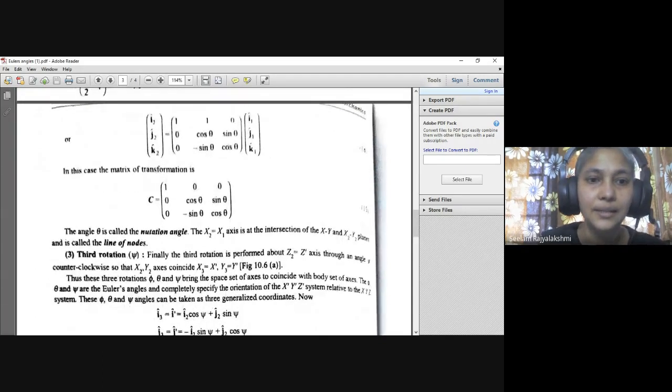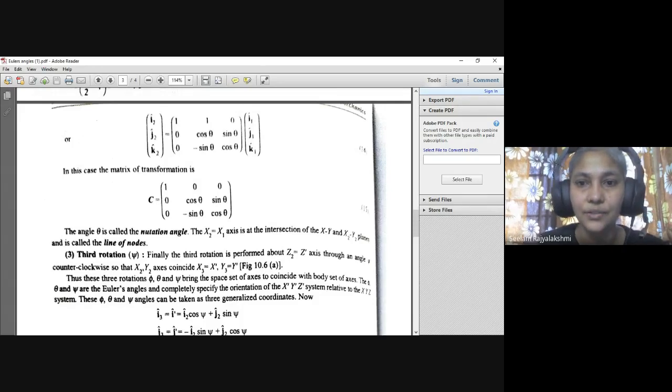So the angle theta is called the nutation angle. The second rotation is the nutation angle. The x2 equals x1 axis is the intersection of the xy and x2 y2 planes, and is called the line of nodes. So we can say these are the line of nodes.